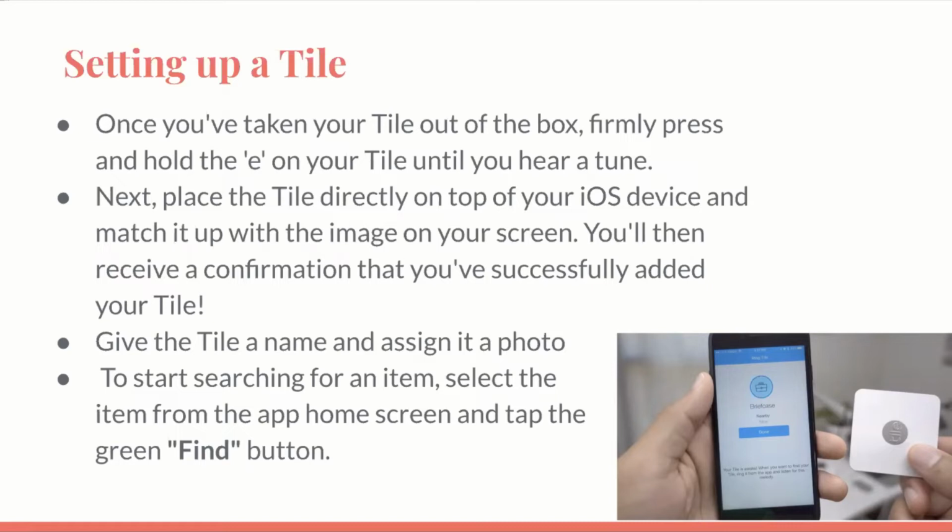And in order to actually use the tile, you can search for an item by selecting the item from the app home screen and then clicking on the green Find button. So this is how you actually locate your items.